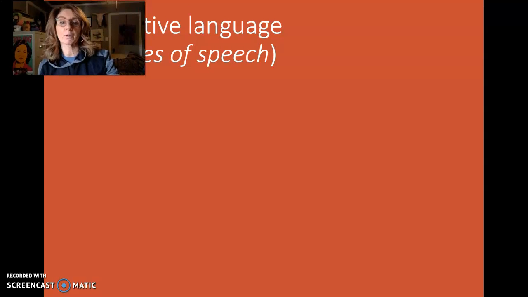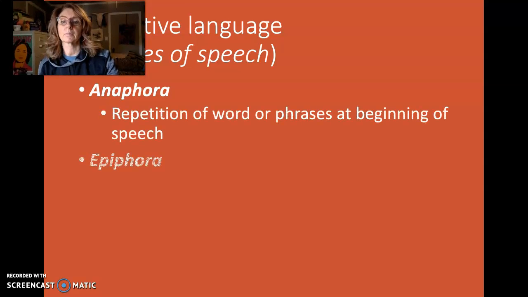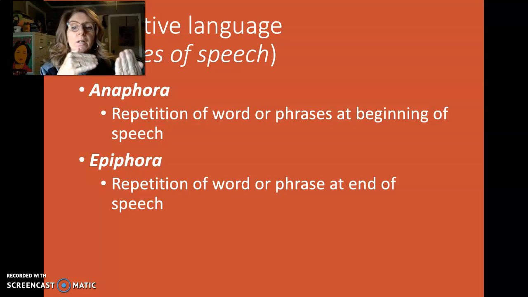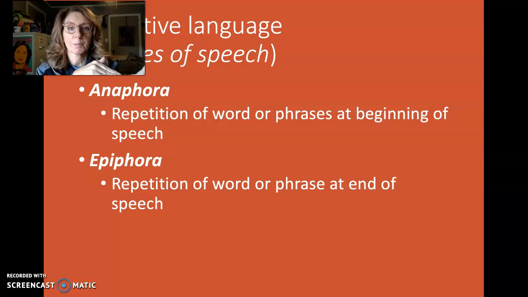All right, figurative language, also known as figures of speech. Anaphora and epiphora. So, ana means before. Epi means after. So anaphora is the repetition of a word or phrases at the beginning of a speech. Epiphora is the repetition of the word or phrase at the end of the speech.